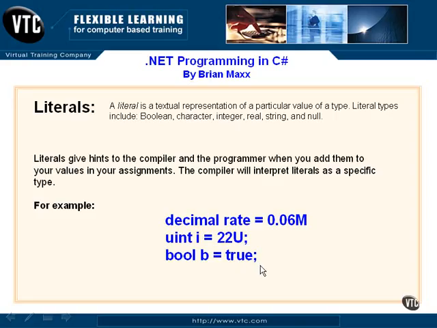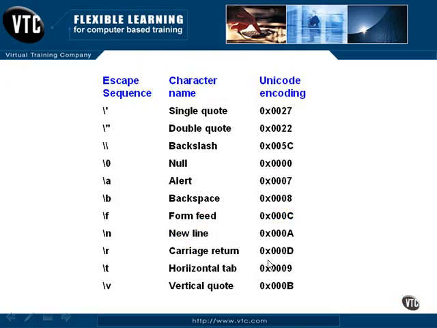So how do you represent truth or something that's false literally? Well, true is literally true in C#. Sometimes you can see a 0 and a 1, and if you're familiar with Visual Basic, you can see True and False. So C# is true or false. And if you're working with characters or strings, then you can work with escape sequences.